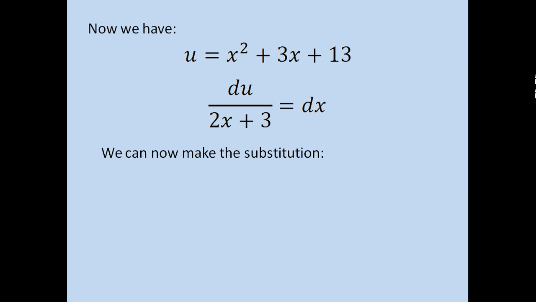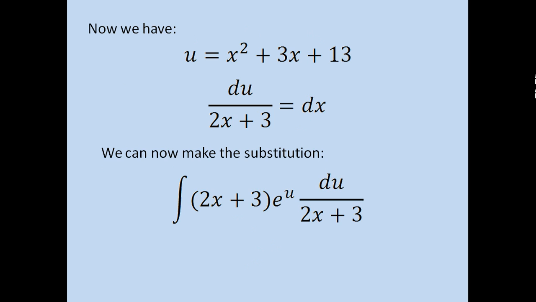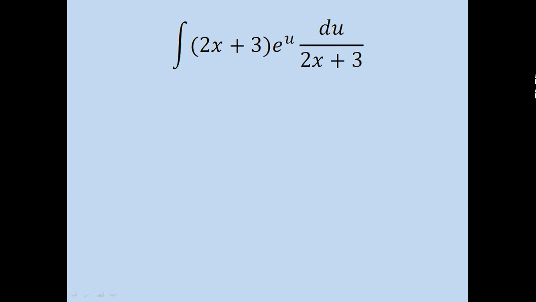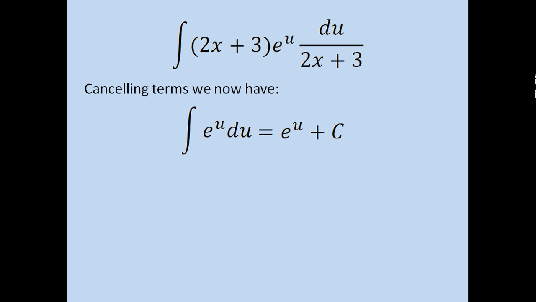And now we're going to make a substitution into our original problem. So we have the integral of (2x + 3) times e^u times du over (2x + 3). And now you can see that we can simply cancel those terms, the 2x + 3, and we have the integral of e^u du, and that equals e^u + C.